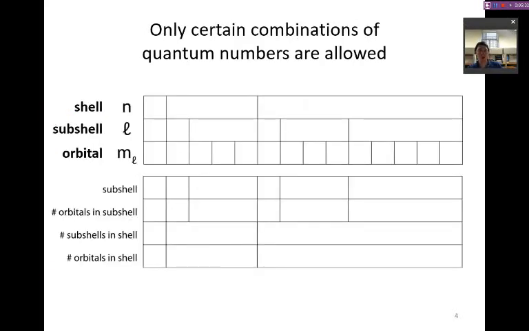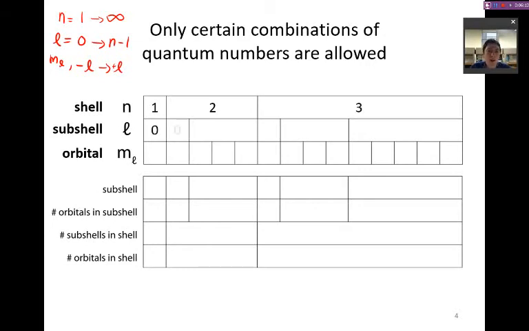Because of the rules for the quantum numbers, there are only certain combinations which are allowed. Again, to recap, n values can be anything from 1 to infinity. Our L value can be anything from 0 up to n minus 1. And our m sub L value can be from -L to +L. So if we have an n value of 1, our L value must be between 0 and n minus 1. So that's between 0 and 0.